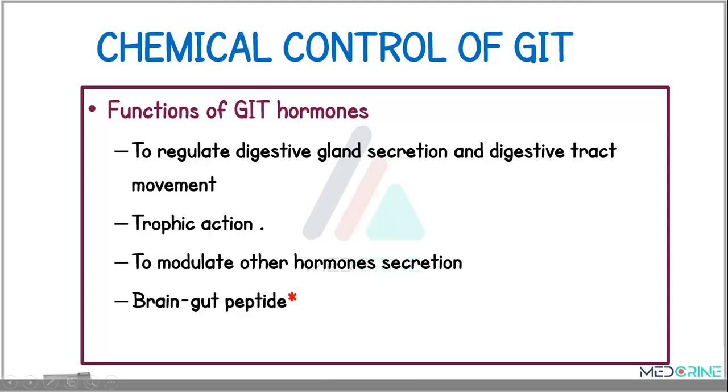Having understood the types of hormones we have in the gastrointestinal tract, what are the functions of the GIT hormones? These gastrointestinal tract hormones regulate digestive gland secretion and digestive tract movement. They also affect trophic action and modulate other hormone secretion.